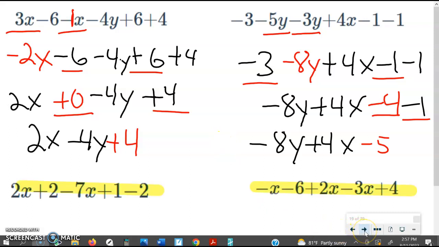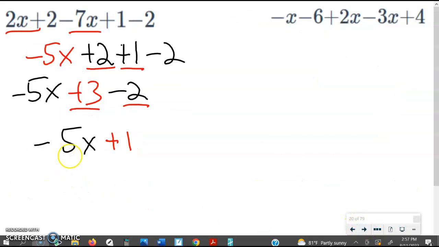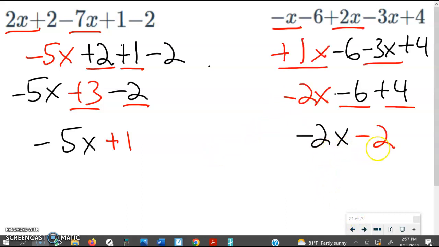Alright, well, you can go ahead and pause the video here and see if you can do these two problems. Alright, for the first problem you should get negative 5x plus 1. And for the next problem you should get negative 2x minus 2.